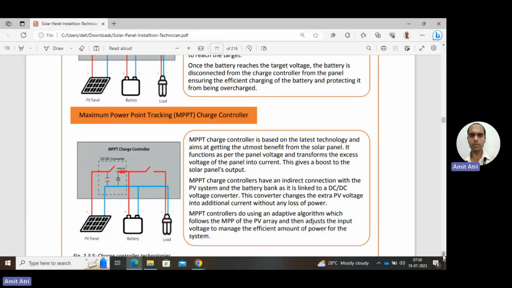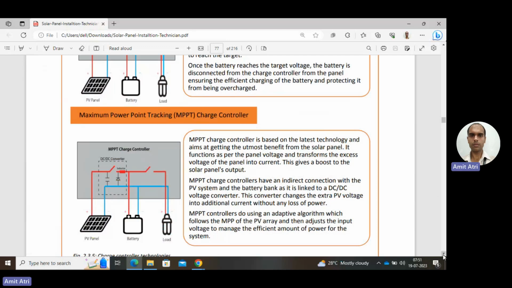These controllers have an indirect connection with the PV system and the battery bank. It is linked to a DC-DC voltage converter, because the output of the panel is DC and the battery is also DC, so a converter is used there. What is the function of the converter? It changes the extra PV voltage into additional current without any loss of power.